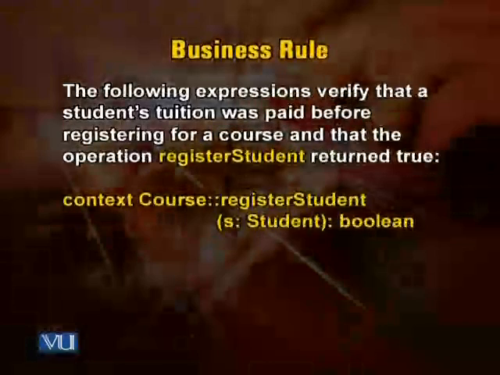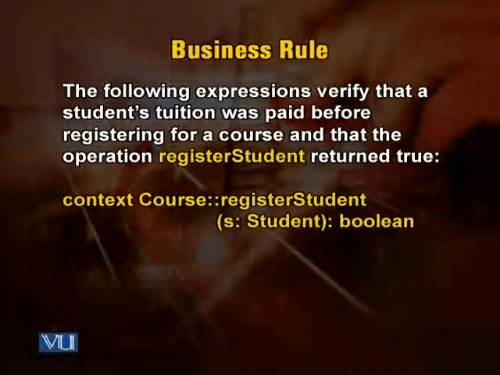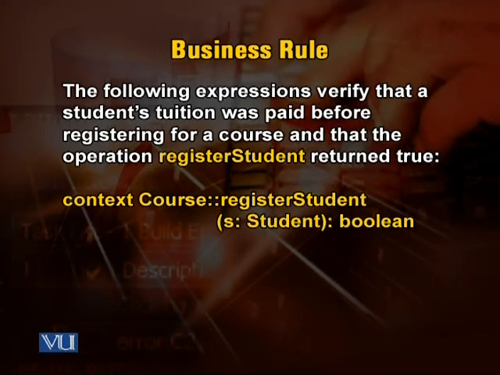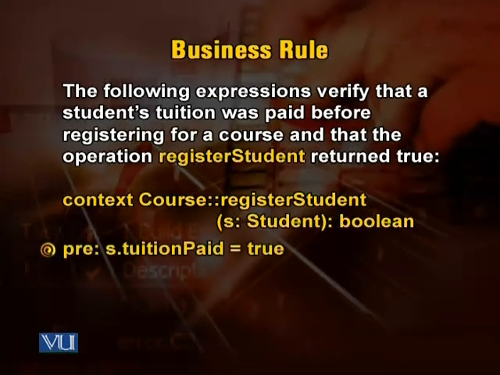We can use the keyword result in the post condition. So in this case, we want to verify that a student's tuition was paid before registering for a course and that the operation registered student returned true. So we want to give a complete definition for this registered student method. So in this particular case, we have this precondition, that is tuition paid is equal to true, and the post condition, that is result is true.